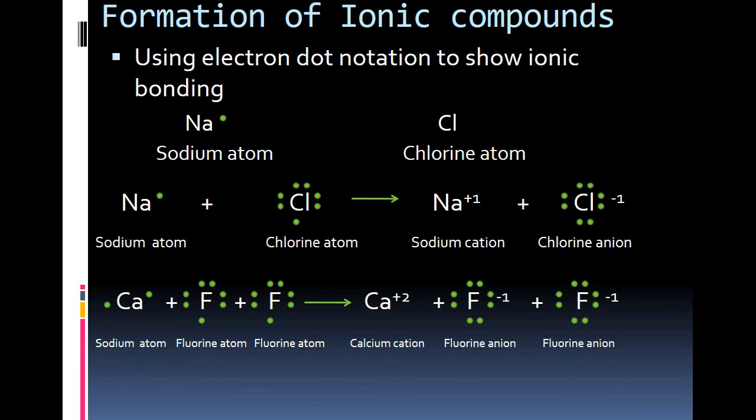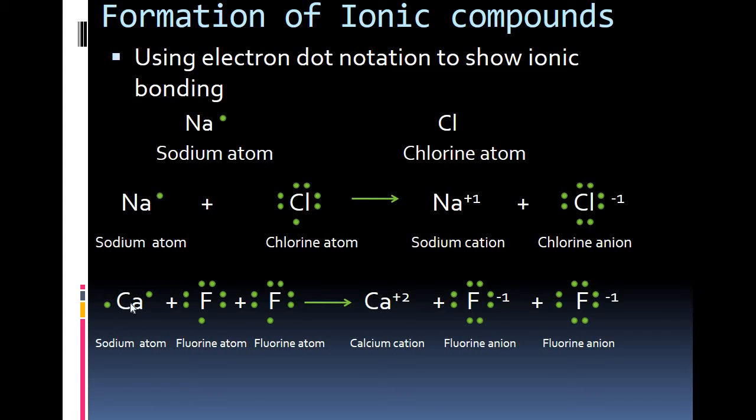All right, so when writing the Lewis structures for ionic compounds, it's a little bit different. You have your electron dot notation. Sodium has 1 electron around it. Chlorine has 7 valence electrons. Sodium wants to get rid of its electron, give it to chlorine, and you can see here what happens when sodium loses its electron, becomes a +1 charge. Chlorine gains an electron, becomes a -1 charge. Both are happy now, both have 8 electrons in their outer shells.